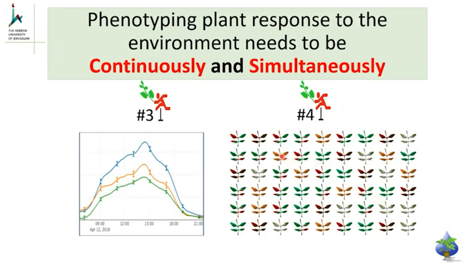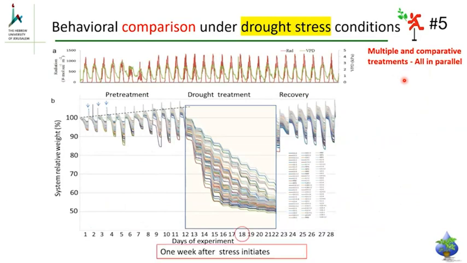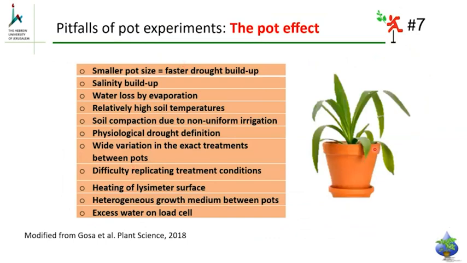If you really want to see the difference, you must know they are really simultaneously measured. If you're doing drought, it's better to control the drought and not just let it dry. Also, probe-based regulation is not always good. It's good, but you have to know what you're doing. So standardization is very important in order to repeat the experiment again and again. Solving the pot effect is crucial.